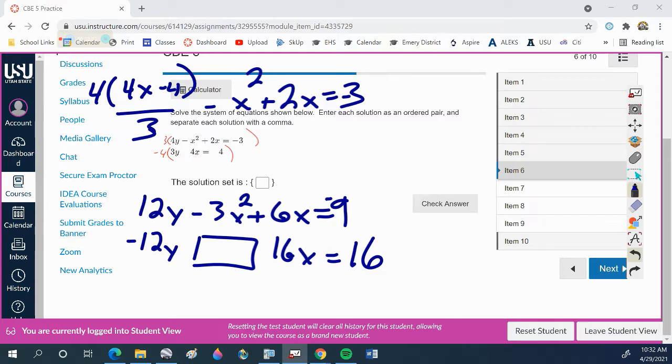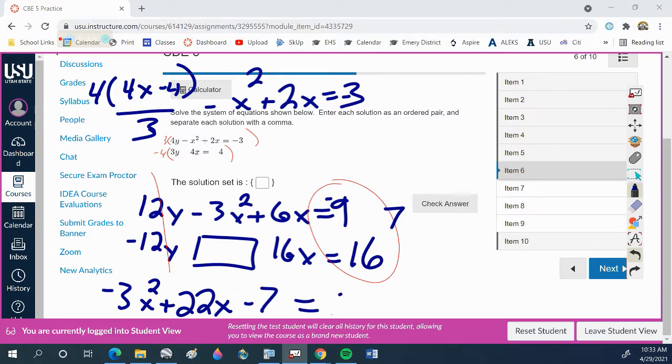Y's cancel. And I get negative 3x squared plus 22x. And then negative 9 and 16 make a 7. But the 7's on the other side. So I want to bring it over using subtraction. All right. I don't like this. What do I not like?